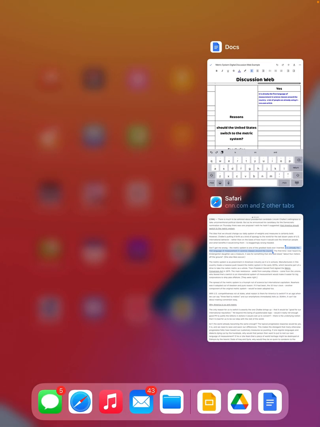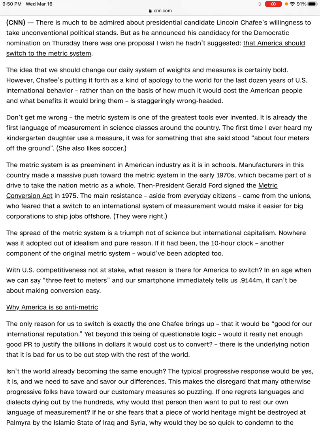All right, so I'm going to go back in my article and I'm going to keep reading. "The metric system is as preeminent in American industry as it is in schools. Manufacturers made a massive push toward the metric system in the early 70s, which became part of a drive to take the nation metric as a whole."